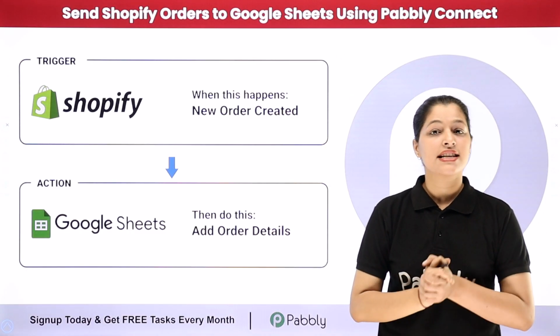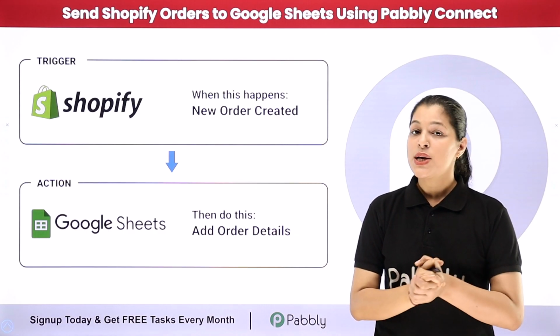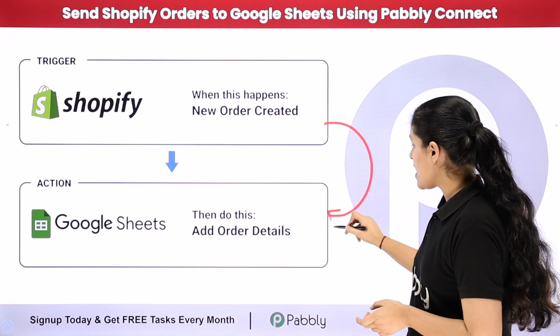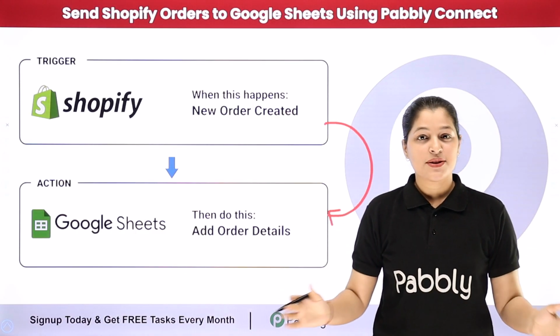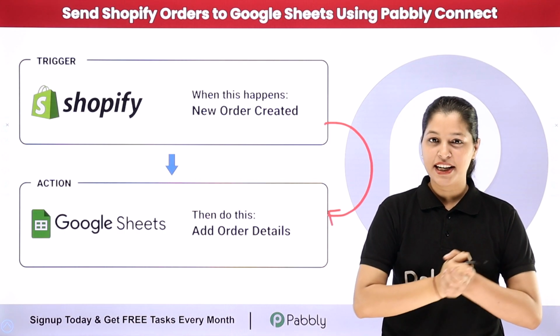So I have built this automation where I have selected my trigger app, that is Shopify. So whenever a new order is created, an action will be performed, that the order details will be added to the Google Sheet. So if you also want to create this automation, then let me take you to my screen.